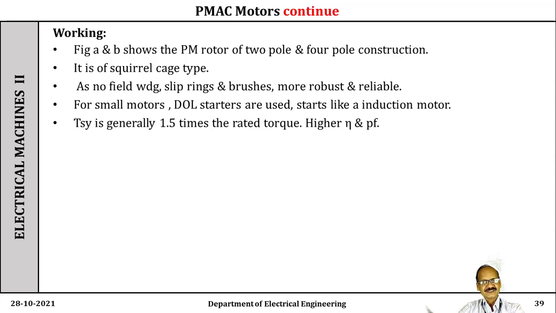Therefore this motor works like an induction motor and starts like an induction motor. Thus for small motors, direct-on-line starters may be used, and it can be started as an induction motor, then it pulls into synchronism. The synchronizing torque generally required is 1.5 times the rated torque. As the field winding, slip rings and brushes are absent, it has a higher efficiency and power factor. The motor output of such a motor ranges from 100 watt to 1000 watt.